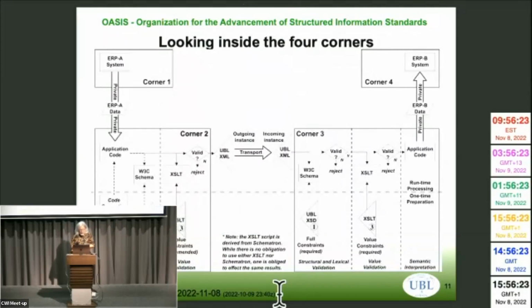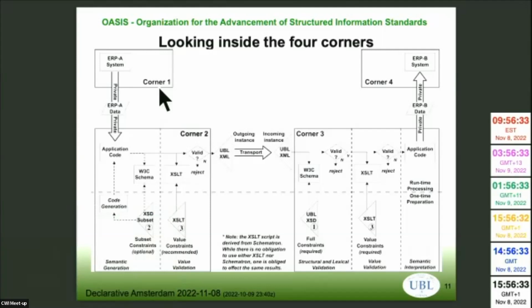I am going to take a quick look closer into the four corners. So corner 1, say that's me. I want to send my invoice to my client. And so my ERP system generates my invoice data in my system's format, and my network representative takes that and through application code creates a UBL XML document.